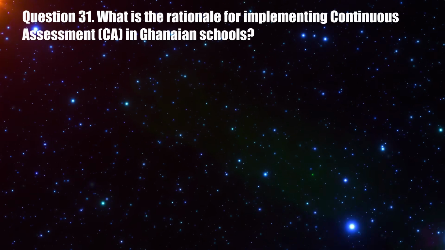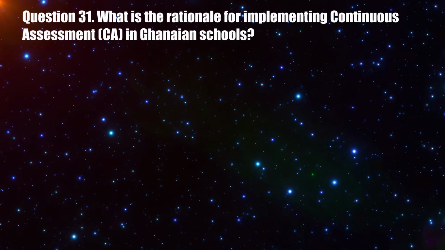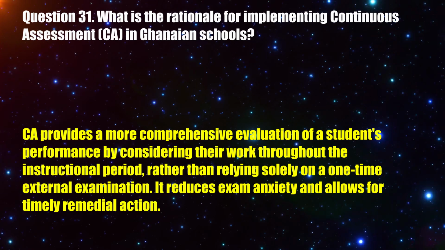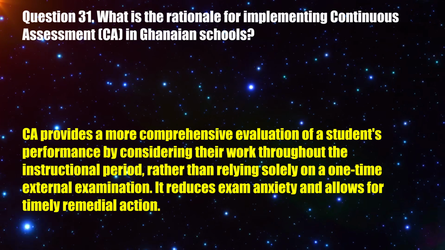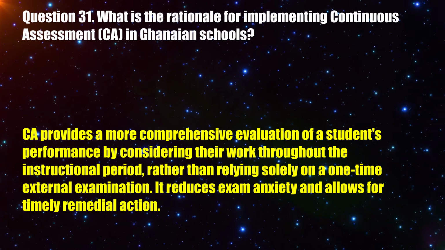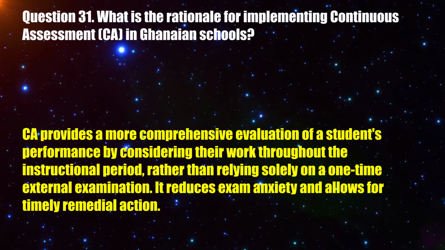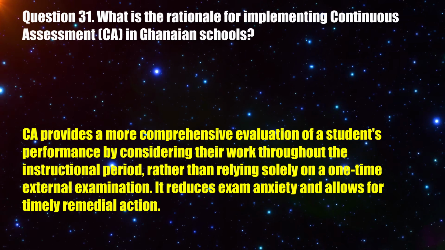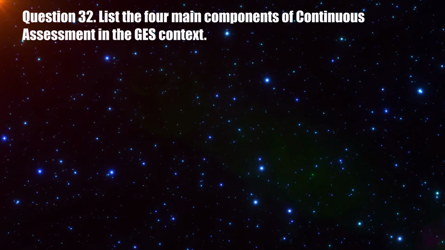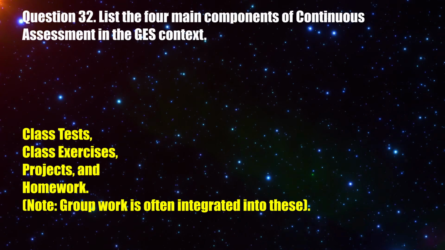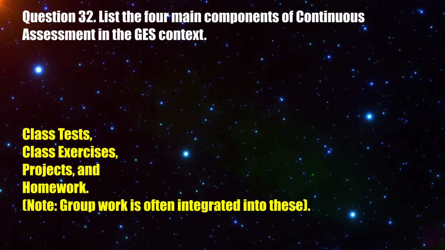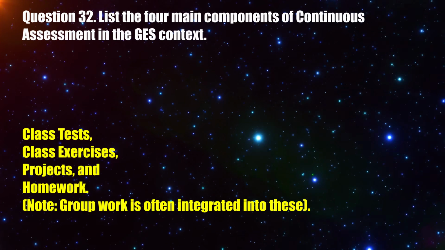Question 31. What is the rationale for implementing continuous assessment, CA, in Ghanaian schools? The answer is, CA provides a more comprehensive evaluation of a student's performance by considering their work throughout the instructional period, rather than relying solely on a one-time external examination. It reduces exam anxiety and allows for timely remedial action. Question 32. List the four main components of continuous assessment in the GES context. The answer is class tests, class exercises, projects, and homework. Note, group work is often integrated into these.